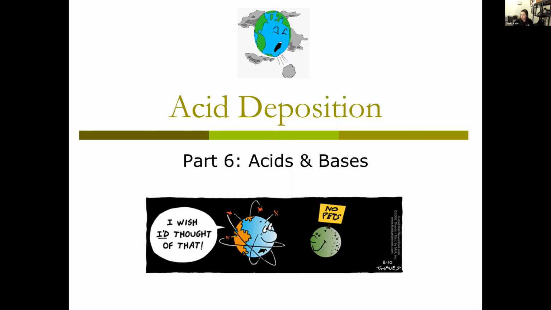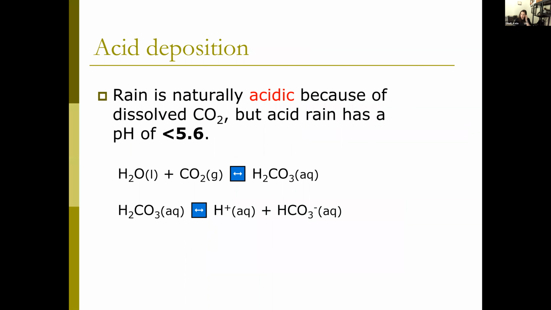So, next screen. What it's actually referring to is acid coming out of the air, like out of the atmosphere. So the rain itself, like water rain, is a little acidic because it has some dissolved CO2. But when we're talking about acid deposition, we're talking about something that's actually called acid rain, which has a pH that's less than 5.6.